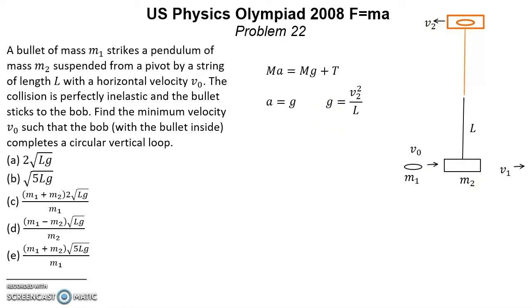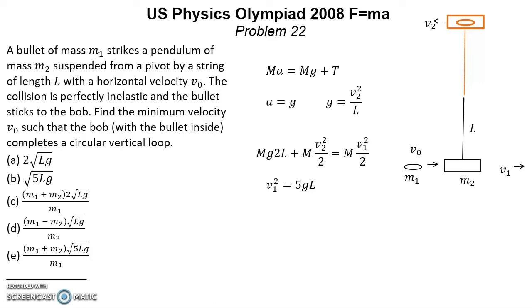So next step, if we know the velocity at the highest point, we can find the velocity at the lowest point right after collision. So we have to find the velocity V1. For that we can use energy conservation. It means that kinetic energy at the highest point plus potential energy compared to the lowest point is equal to kinetic energy at the lowest point. So here we can use this expression, substitute it here, and find that V1 squared equals 5GL.